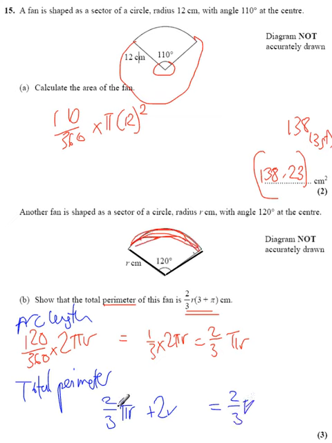2/3 r times pi gives us 2/3 pi r. This is an r, by the way. And then when you multiply 2/3 by something to get 2, you multiply by 3. So that's going to be 3. And that is the same as that.